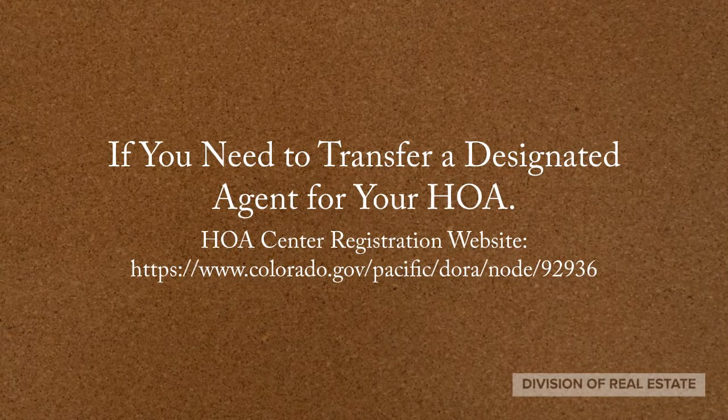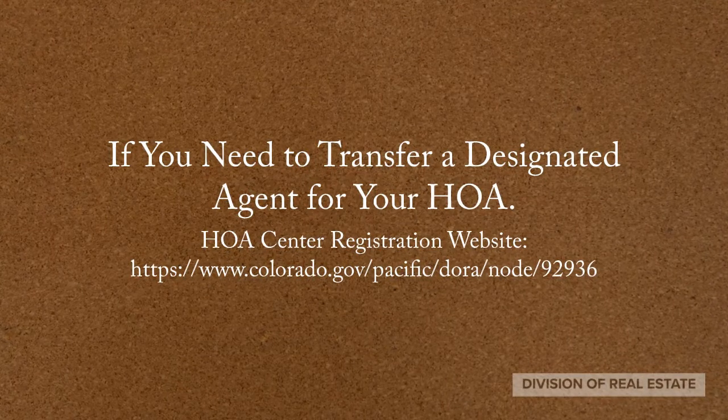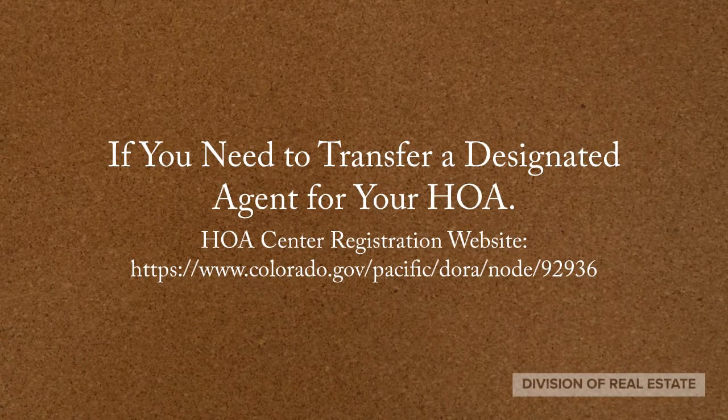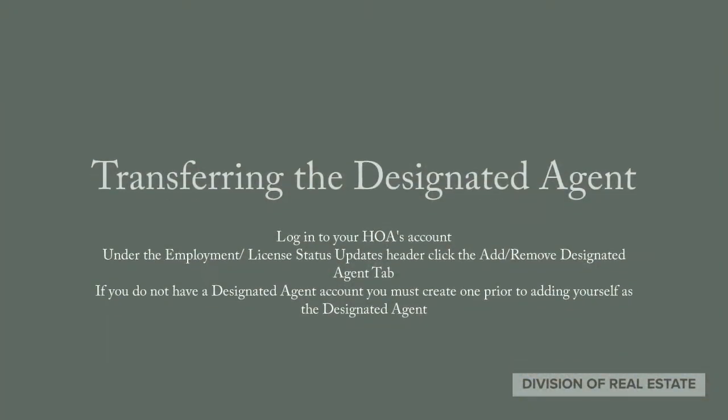What if you need to transfer a designated agent for your HOA? On this slide is the website link in order to make that transfer. Transferring the designated agent for your HOA. First, log into the HOA's e-licensing account. Next, scroll to the bottom of the page and under the Employment License Status Updates header, click on the Add Remove Designated Agent tab. Next, follow the prompts.